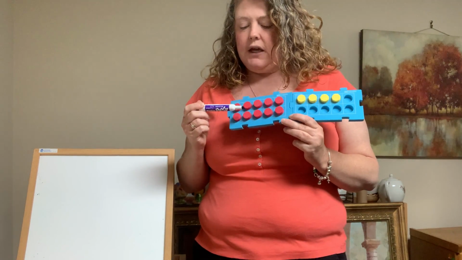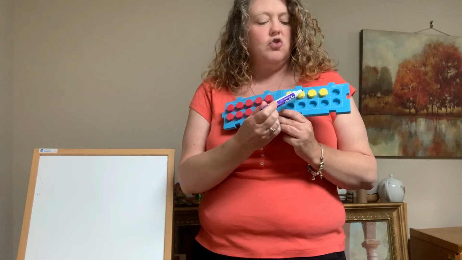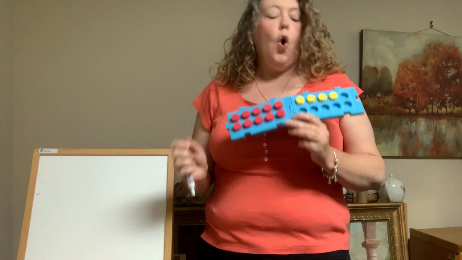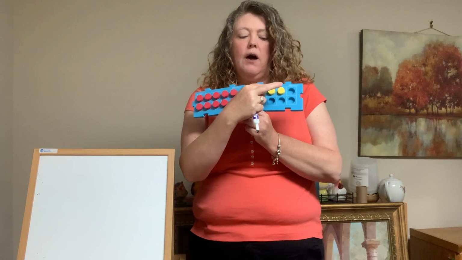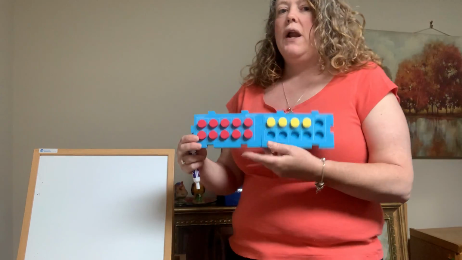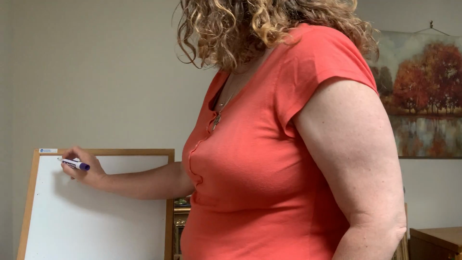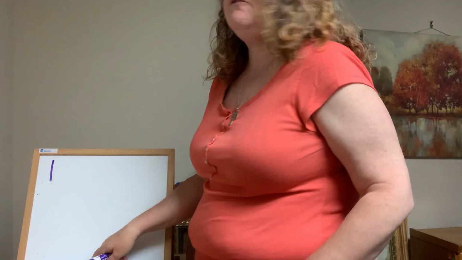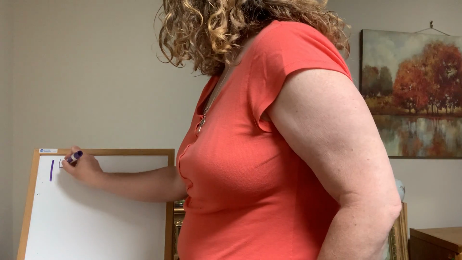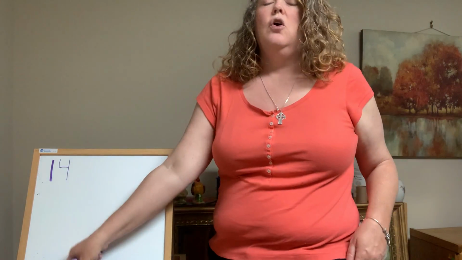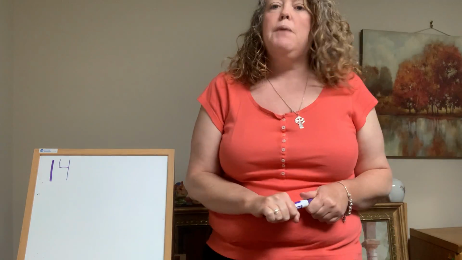1, 2, 3, 4, 5, 6, 7, 8, 9, 10, 11, 12, 13, 14. Or I can count it like this: 10, because I know, 11, 12, 13, 14. Okay, when I write the number 14, I start with my 1 for one whole 10 frame, right? One whole 10 frame. And then I put my 4 for 4 extra. One whole 10 frame and 4 extra. Okay, so there's my number 14.